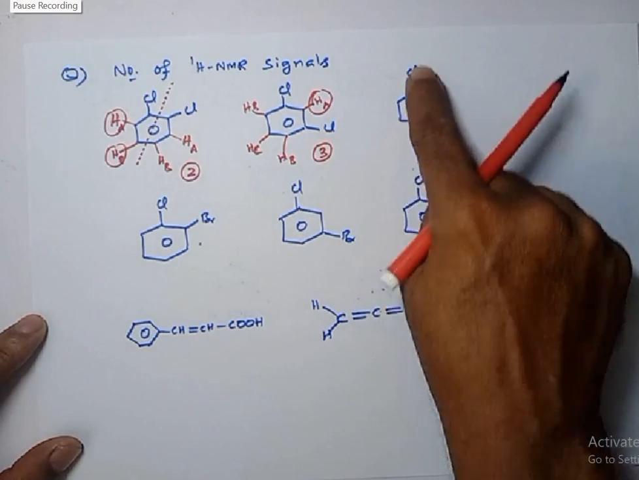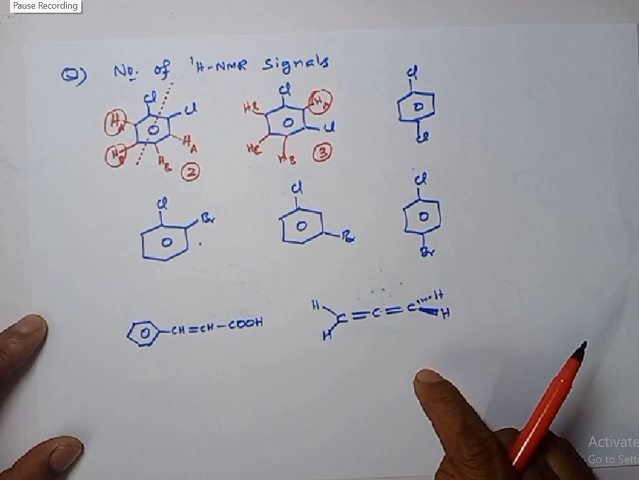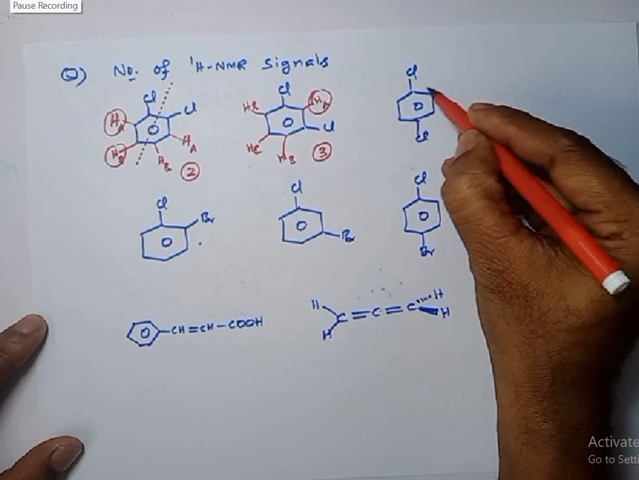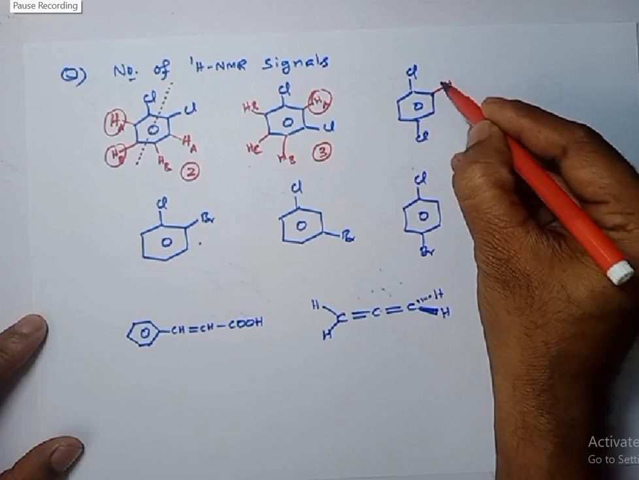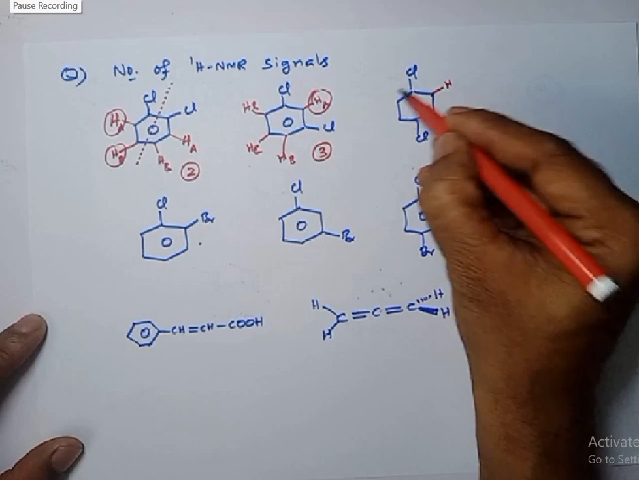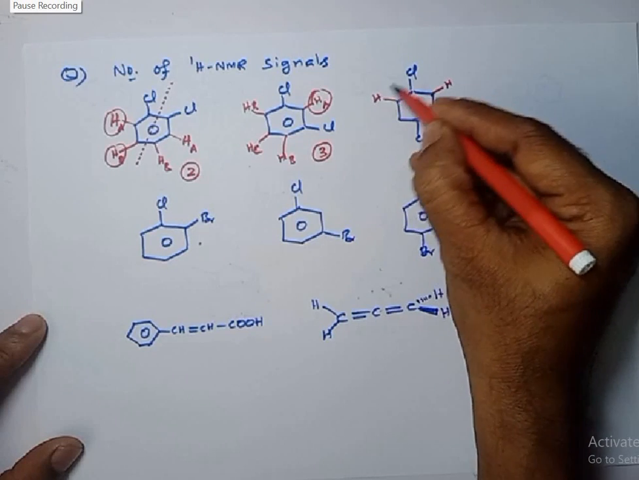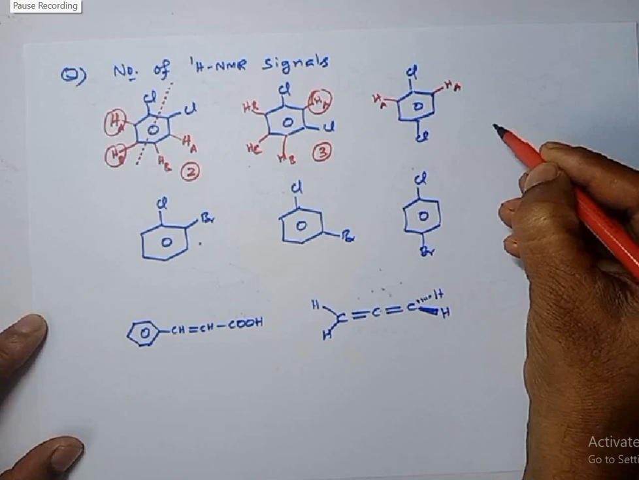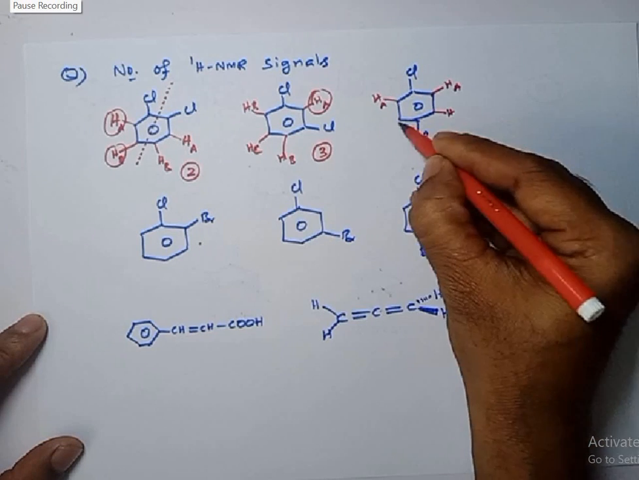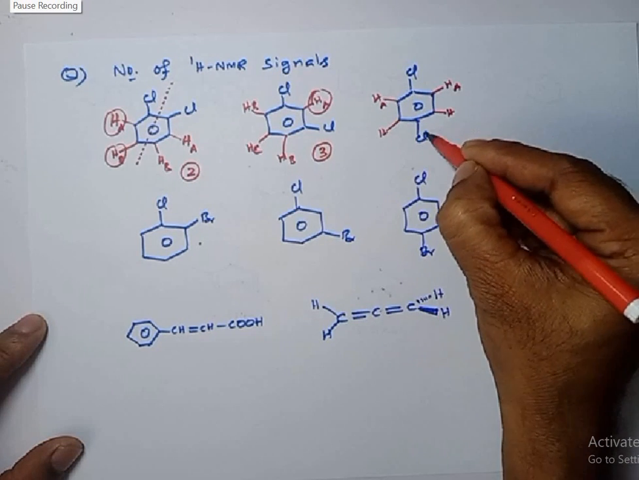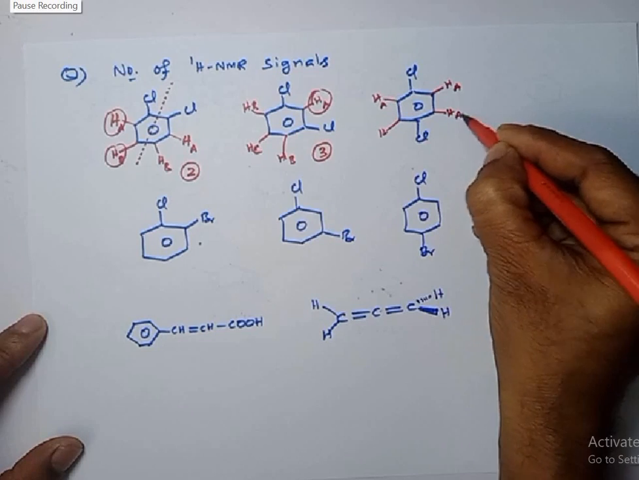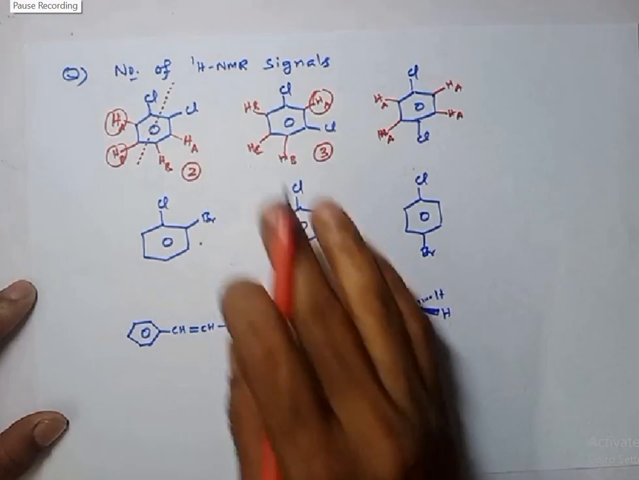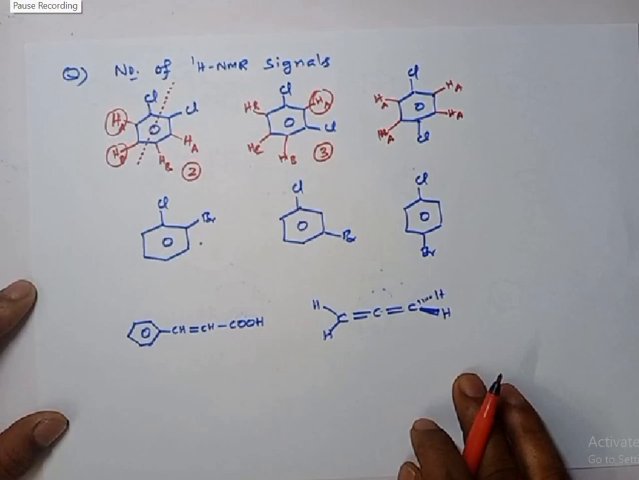Whereas in the case of paradichlorobenzene, this proton is ortho with respect to this chlorine, and this proton is also ortho to this chlorine. So I can say that these two protons are equivalent. Similarly, these two protons, which are also ortho to this chlorine, therefore all four protons are in the same environment.